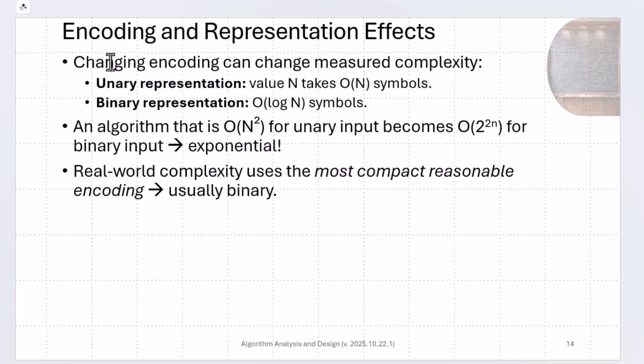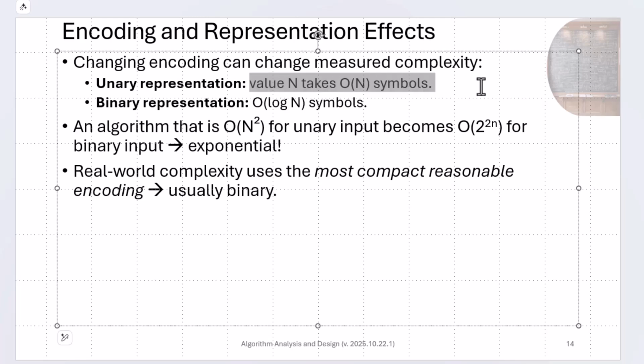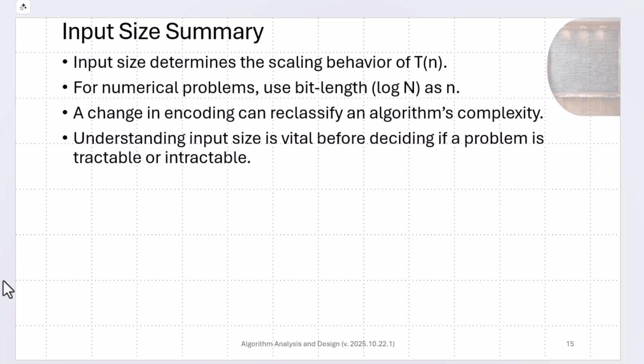Changing encoding can change measured complexity. In unary representation, the value n takes O(n) symbols. In binary representation, it's O(log n) symbols. So an algorithm that is O(n²) for unary input becomes O(2^(2n)) for binary input, which is exponential. Real-world complexity uses the most compact reasonable encoding, which is usually binary.